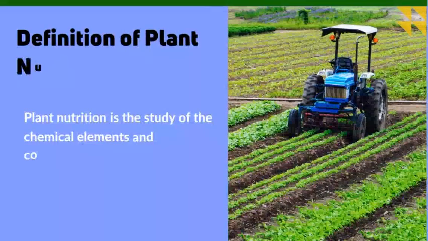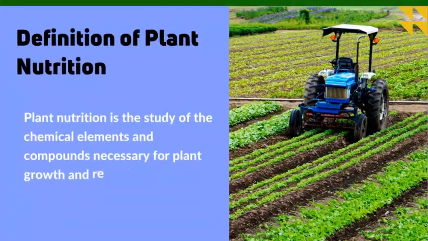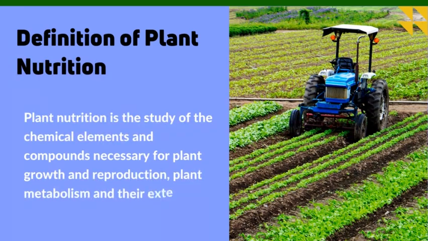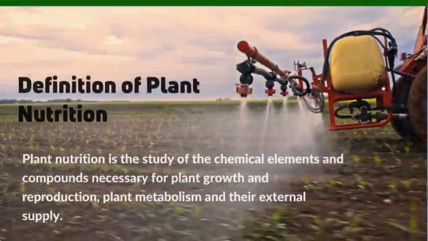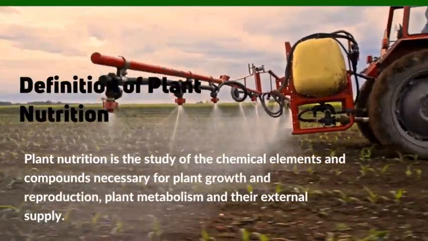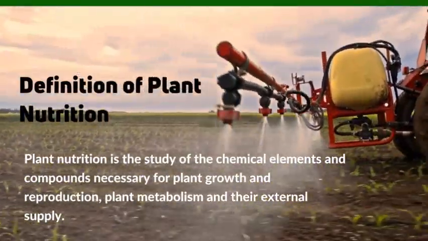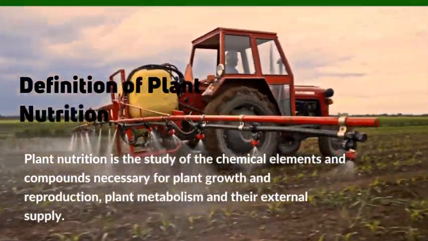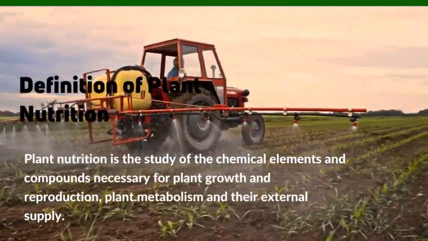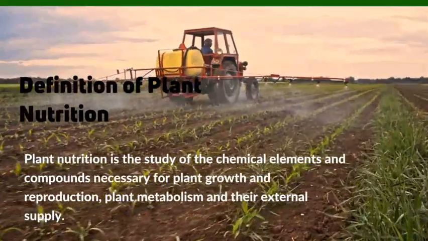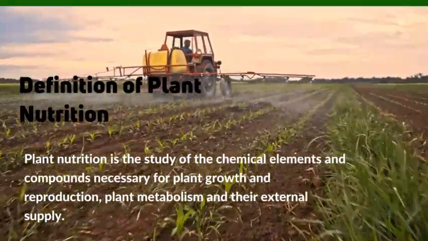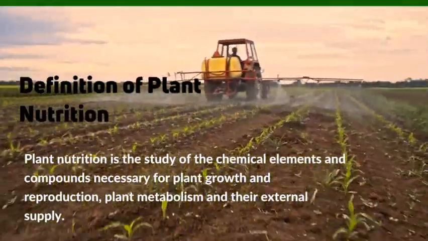Now, definition of plant nutrition. Plant nutrition is the study of chemical elements and compounds necessary for plant growth and reproduction. Plants require nutrients or elements obtained from the soil for good growth and healthy development. These nutrients are essential for plant metabolism, reproduction, and also plant growth. The nutrients are usually found either in the soil or in the atmosphere.